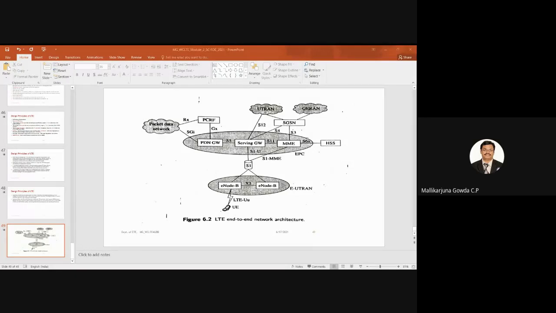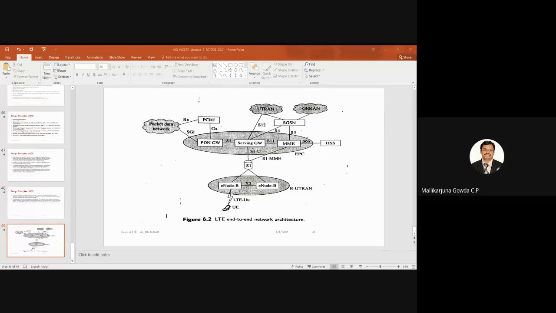Okay. Yes, next element. HSS is a central DB. It provides user authentication. Okay, it provides the user authentication. Fine, I understand.